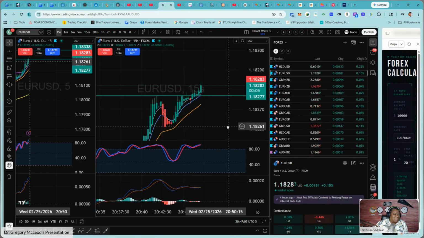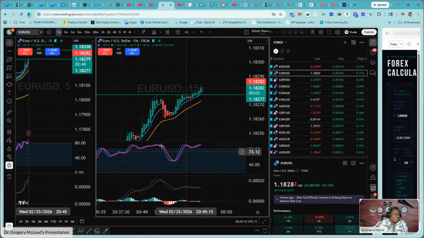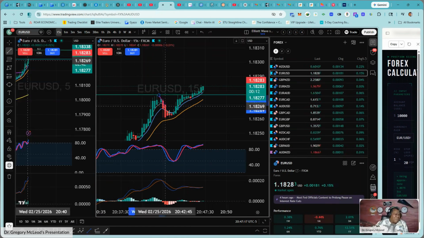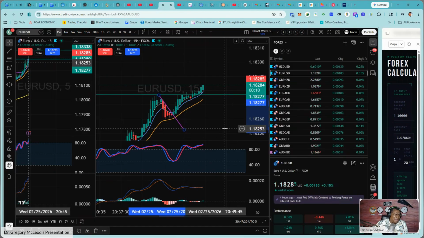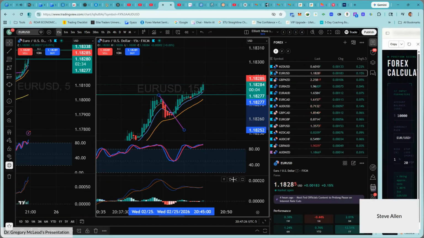I'm such the cheapskate, the buyer on the dip. I like getting stuff undervalued. That's the whole part about investing. You know what you're doing. That's why I come every time.